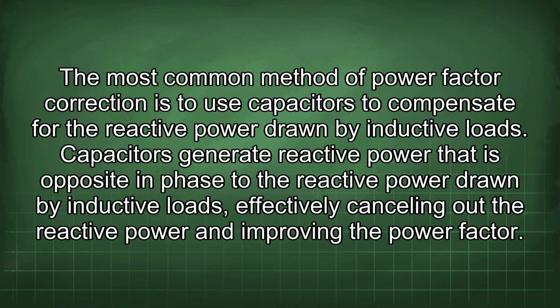The most common method of power factor correction is to use capacitors to compensate for the reactive power drawn by inductive loads. Capacitors generate reactive power that is opposite in phase to the reactive power drawn by inductive loads, effectively cancelling out the reactive power and improving the power factor.